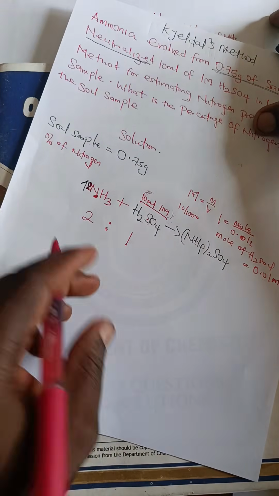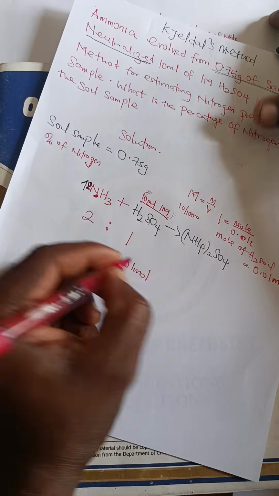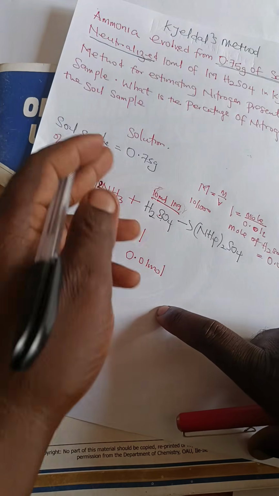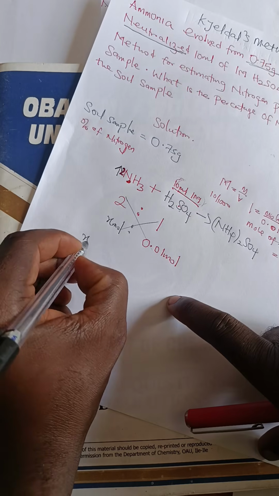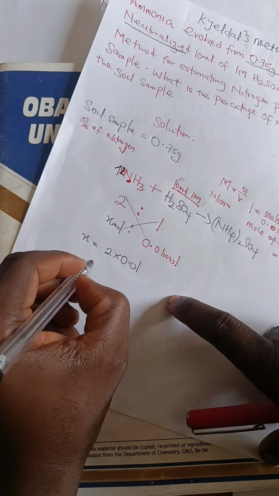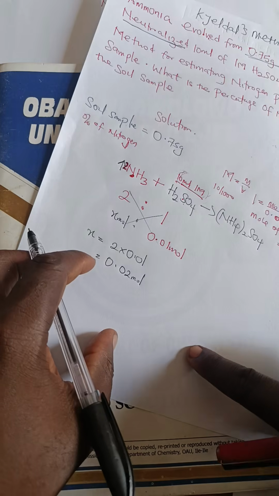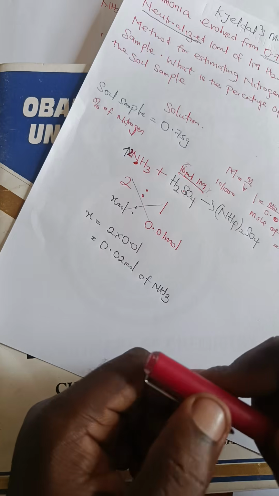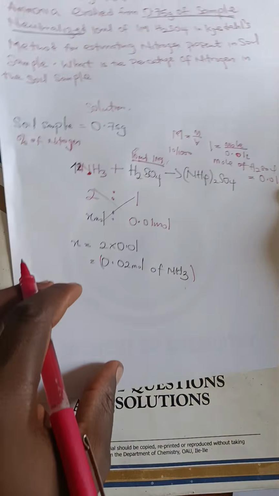Now, I can come here and say the mole here is 0.01 mole for H2SO4. Then this one is X mole for ammonia. So from here it's very easy. X will be equivalent to 2 multiplied by 0.01, which is equal to 0.02 mole of ammonia. 0.02 mole of ammonia. Now, that's so easy. Since we know the mole of ammonia, we can go on.